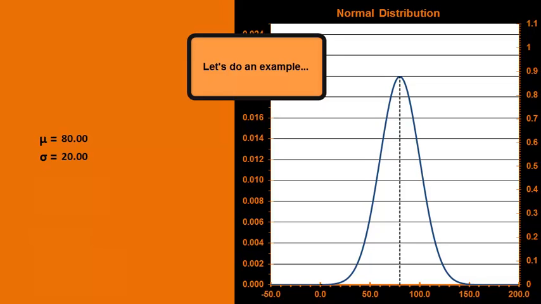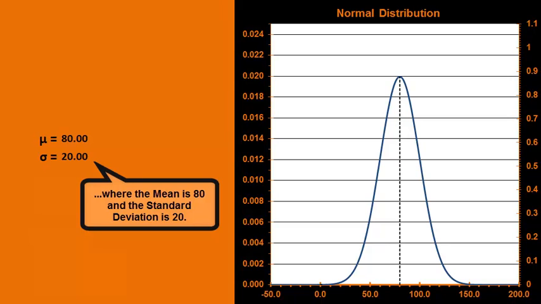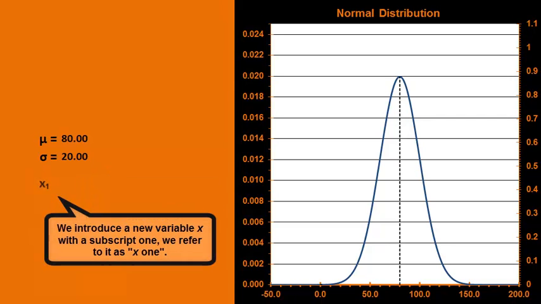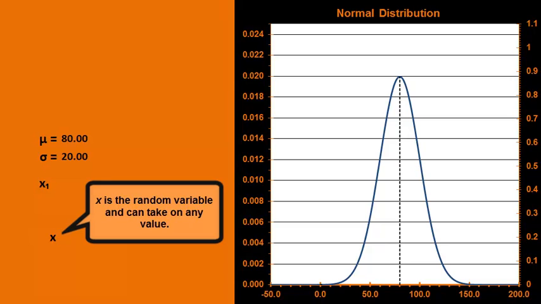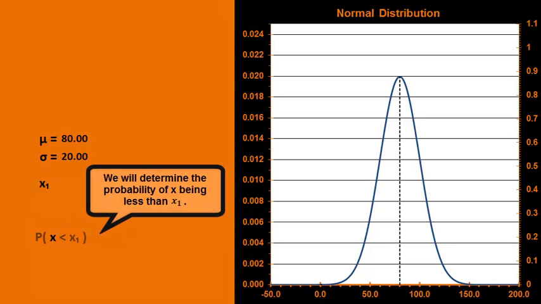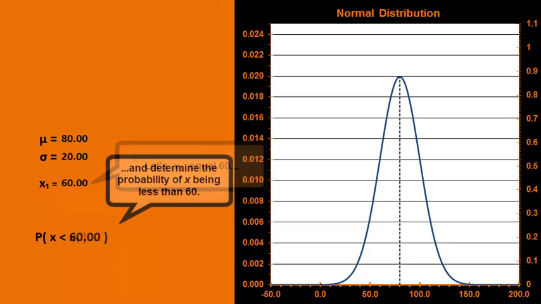Let's do an example with a different distribution where the mean is 80 and the standard deviation is 20. We introduce a new variable x with a subscript 1. We refer to it as x1. X is the random variable and can take on any value. We will determine the probability of x being less than x1. Let's let x1 equal 60 and determine the probability of x being less than 60.